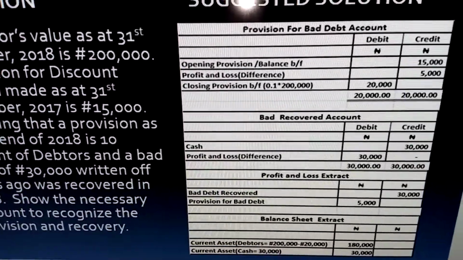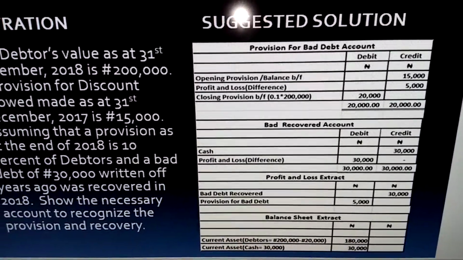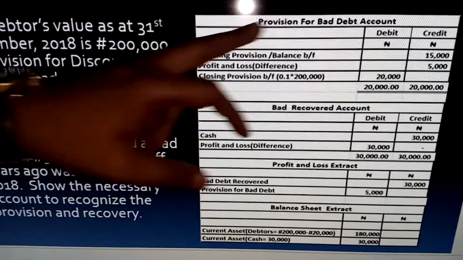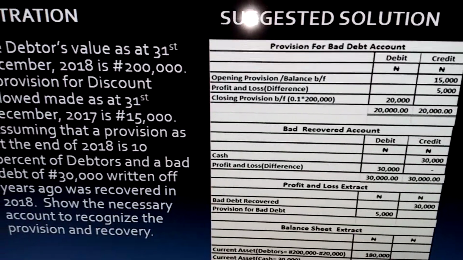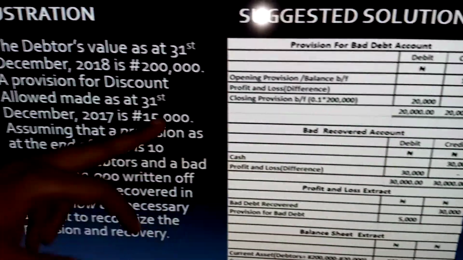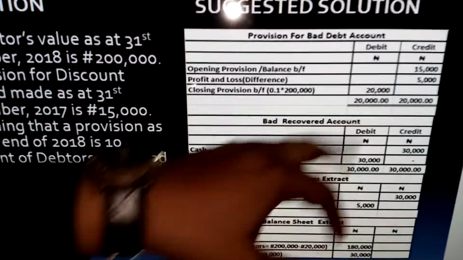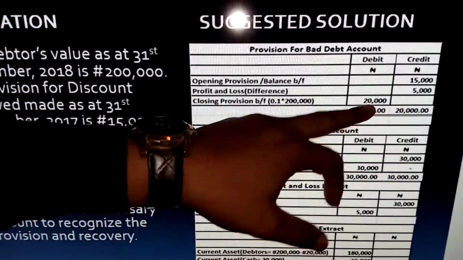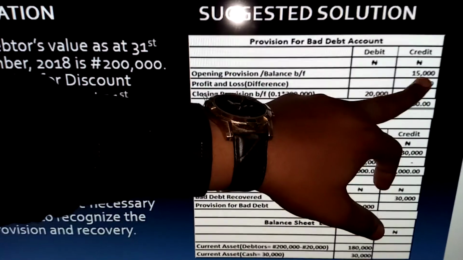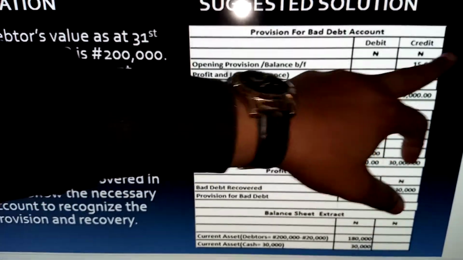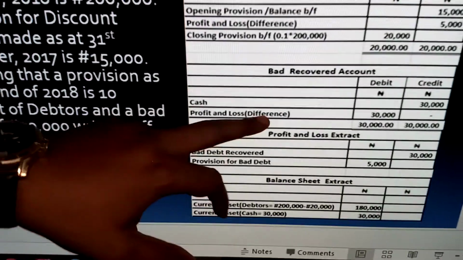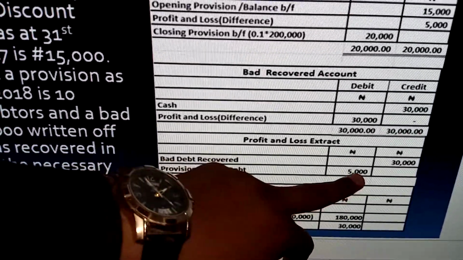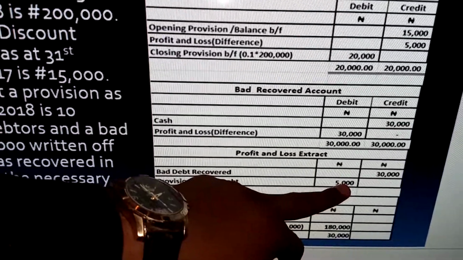Okay, we already know how to treat provision for discount allowed. But now they are saying that in the year that we're treating the provision of discount allowed, they also recovered a debt. So we have provision for discount allowed. You already know what to do. Opening provision is 15,000, there in the question. Closing provision, they say 10% of debtor value, which is 10% of 200,000, which is 20,000 here. The difference is 5,000. It is an increase.